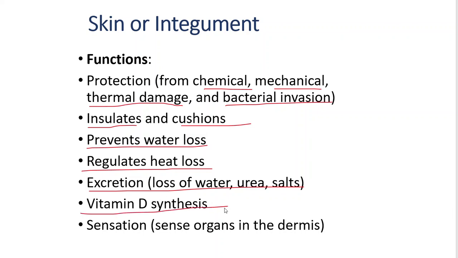The skin also, 20 minutes a day, is sufficient for us to synthesize all the vitamin D that we need. And then finally, we have nerve endings in the skin to tell us about what's going on around us. Temperature receptors, pressure, touch, and so forth.